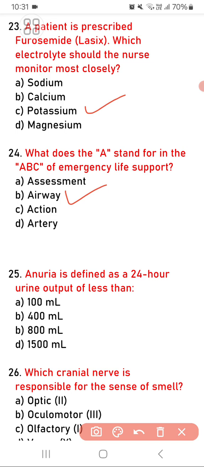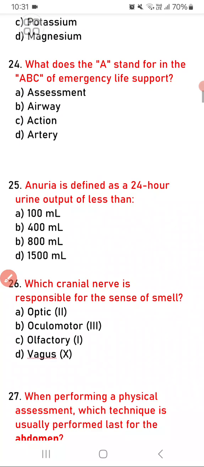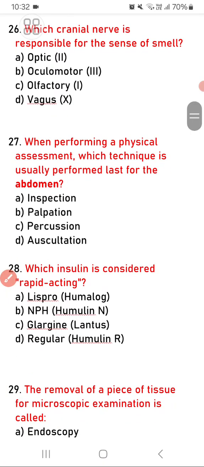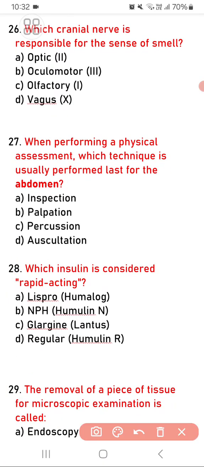Anuria is defined as a 24-hour urine output of less than 100 ml. Which cranial nerve is responsible for the sense of smell? Olfactory.